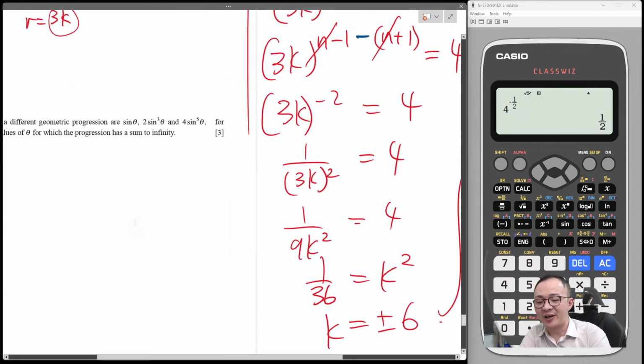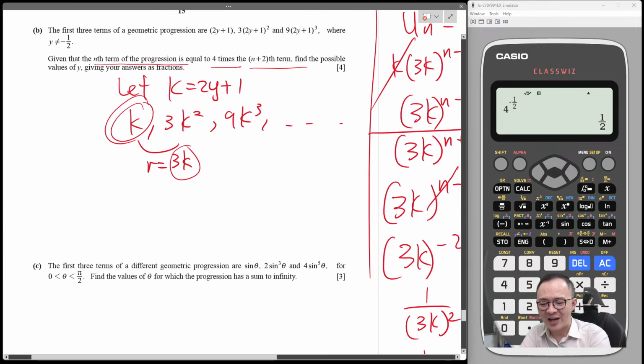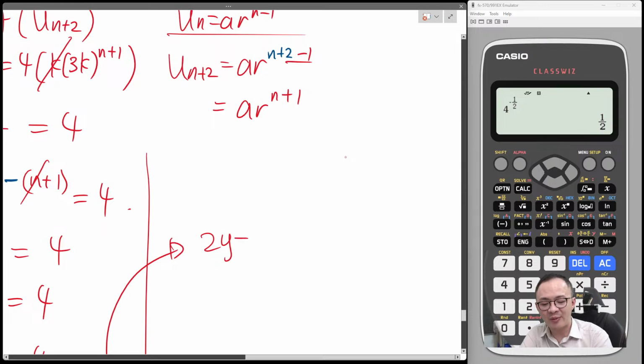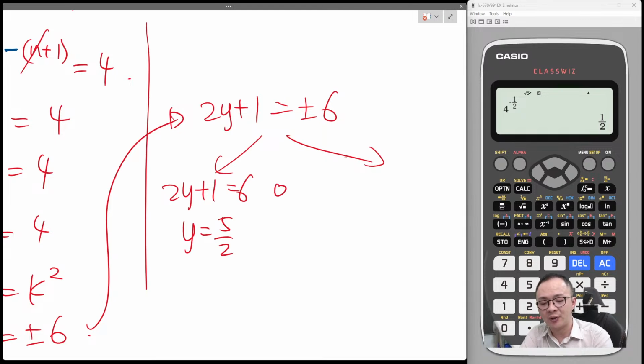I want to find my y value, isn't it? So what is k? K is 2y plus 1, isn't it? So I would say 2y plus 1 equals to plus minus 6. So I have two options. 2y plus 1 equals to 6, then y equals to 5 over 2. Or 2y plus 1 equals to -6, then y equals to -7 over 2.